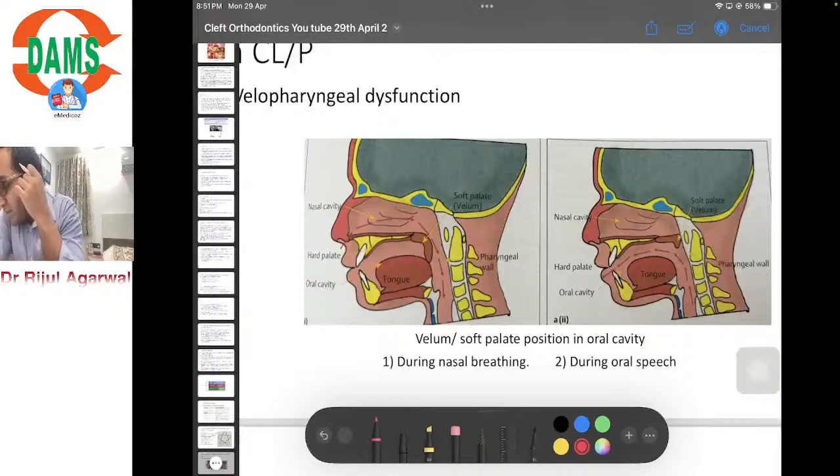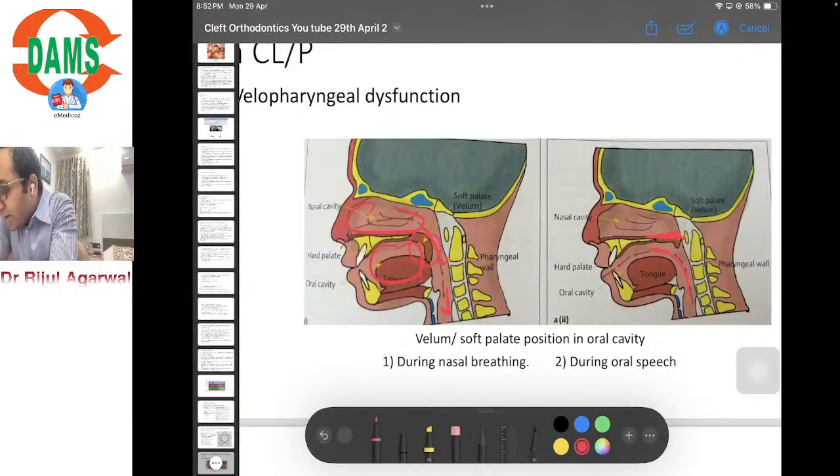So during nasal, this is the nasal cavity, this is the oral cavity. So what happens? When we are breathing, this soft palate is down and the oral cavity is closed, so the air is able to go inside the nasopharynx. Whereas when we are speaking or eating, this soft palate comes up and forms a barrier between the nasal cavity or the nasopharynx and the oropharynx. So the air is able to go out through this oral cavity, which helps in speech production.